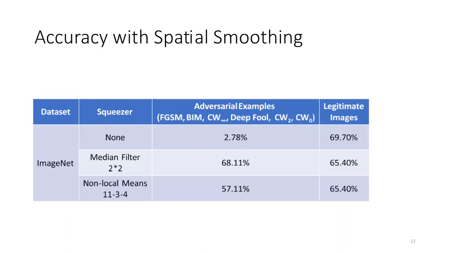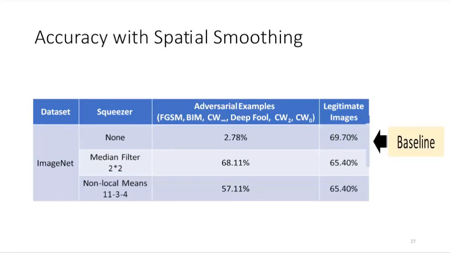Similarly, the performance of median smoothing improves dramatically on the third column of this table. The original model has only 2.78% on the adversarial examples, but with median smoothing it is pushed up to 68, and with non-local mean smoothing it is improved to 57. On the legitimate examples, the original model's performance is about 69 on the fourth column, and after applying the squeezing the performance wasn't changed that much.